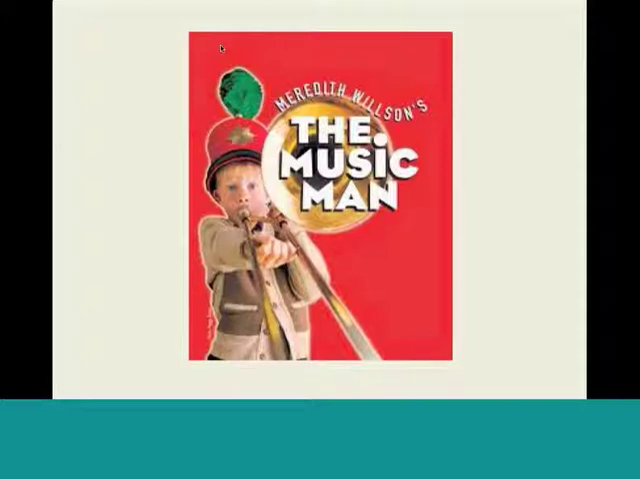Basically the idea of The Music Man is that a traveling salesman comes to town, and what he wants to do is convince people that this weird new thing called band is actually important to keep kids off the street. So he's going to sell them all these instruments, and he's a con man. The story takes place in 1912.